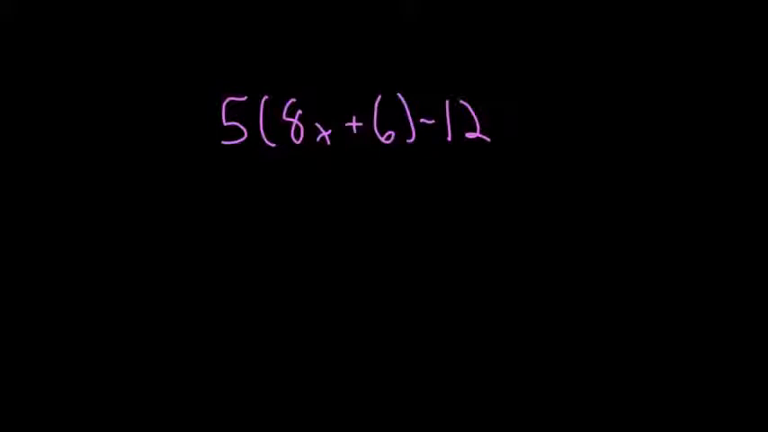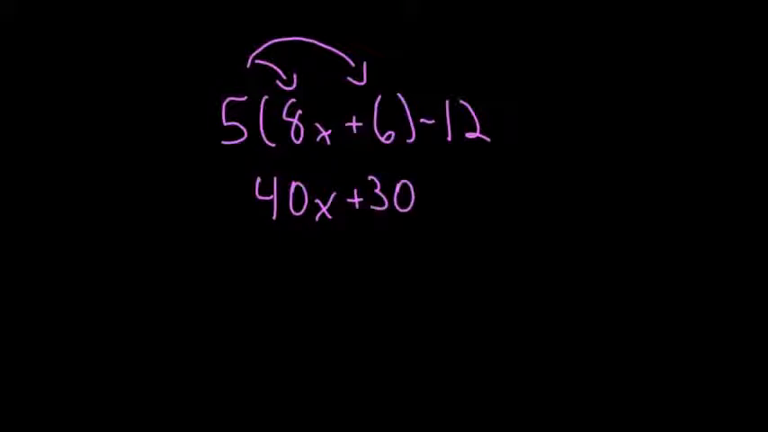Alright, now I have an expression, 5 times 8x plus 6 minus 12, and I need to simplify that. So first step is take that 5 and distribute it to everything in the parentheses. So I'm going to do 5 times 8x, which is, 5 times 8 is 40, so that's going to be 40x, plus 5 times 6 is 30, minus 12.